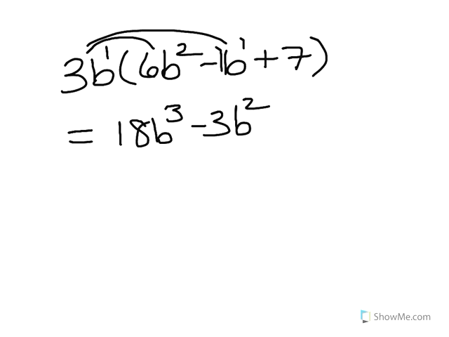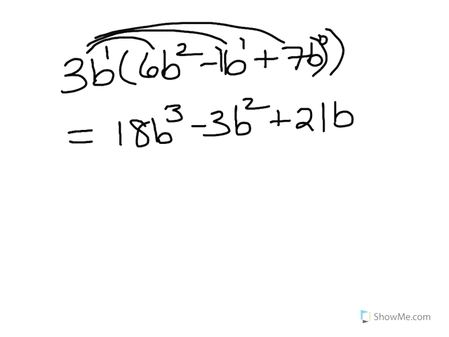Finally, take 3b to the first times 7. Well, 7 times 3 is 21. There is no b there. Oh, but wait, there is. There's a b, but its power is 0. That 0 is supposed to be inside the parentheses. Anyway, 3 times 7 is 21. B to the first times b to the 0 is b to the first, or just b.